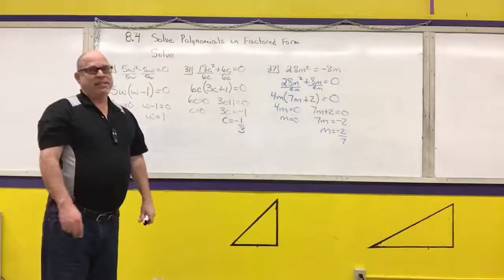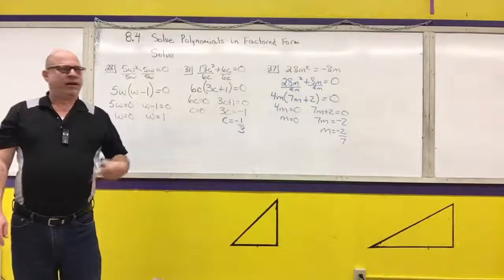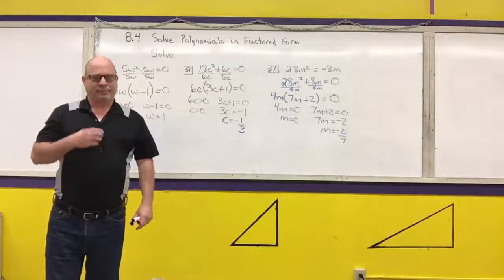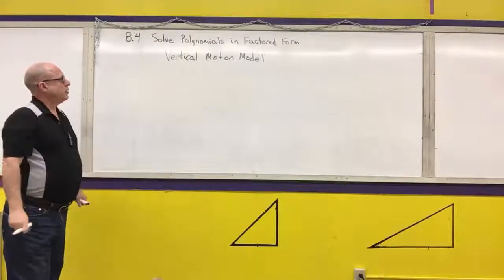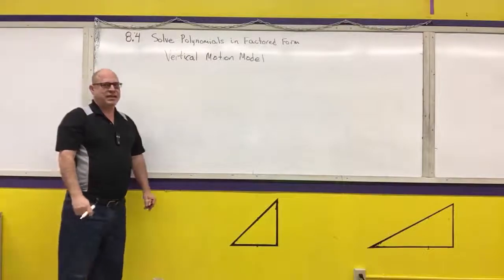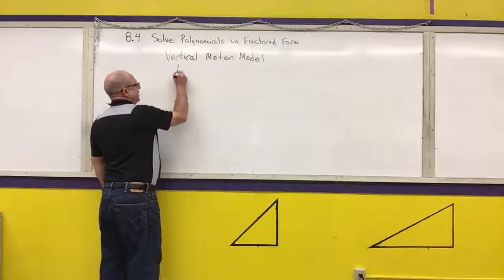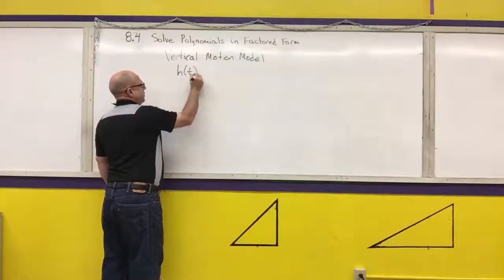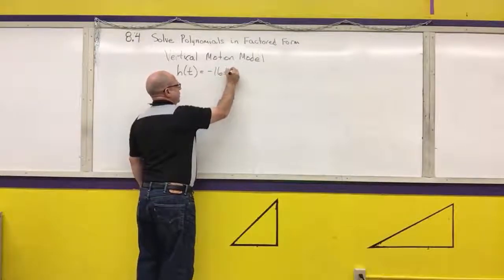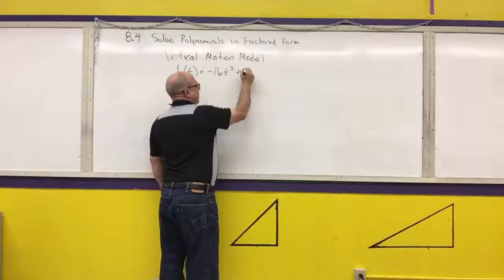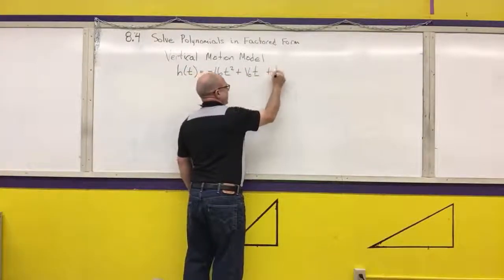Now we're going to do an application type problem using the vertical motion model, and I'm going to erase the board and show you the model and work through an example. The vertical motion model is provided in your book. However, I would like you to memorize it in a slightly different format. The way I'd like you to memorize it is that the height at any time t is equal to negative 16t squared plus the initial velocity times time plus the initial height.